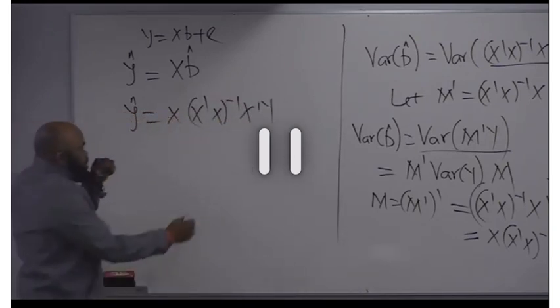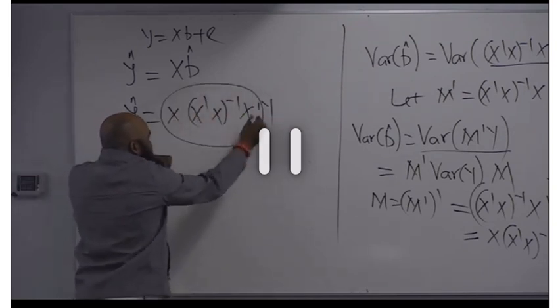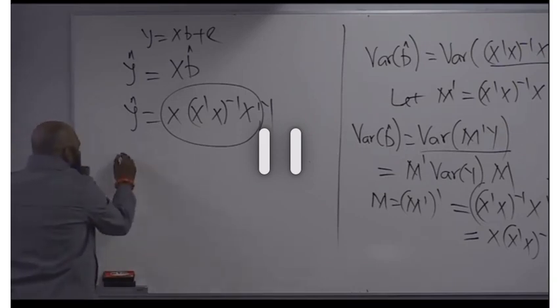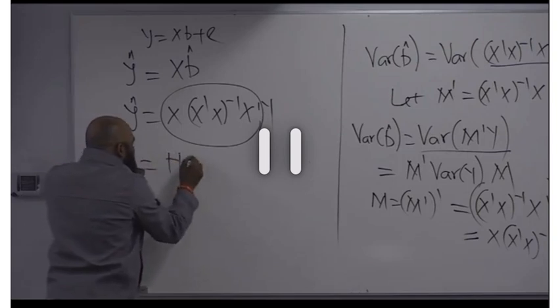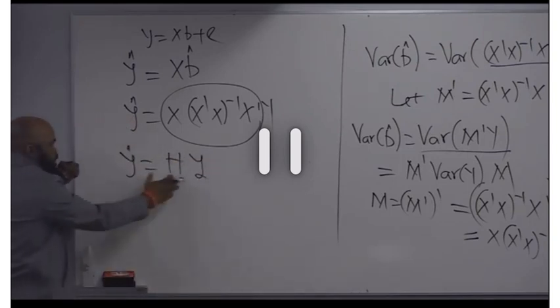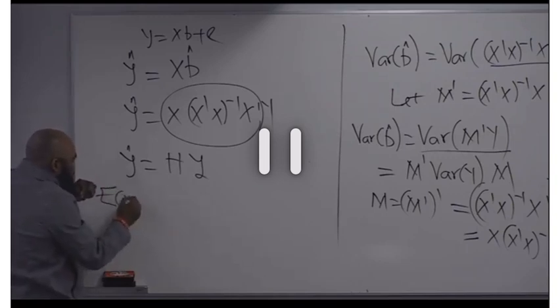Okay. Can somebody remind me for extra credit? What is that? Go ahead. The hat matrix. Send me a message for extra credit. The hat matrix. So Y cap is going to be H times Y. If Y cap equals HY, then I can find the expected value.